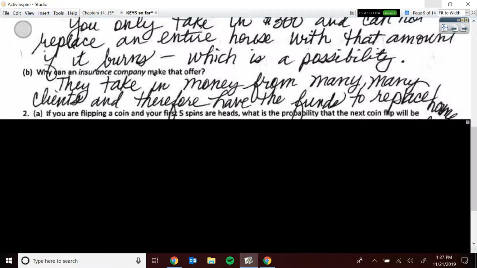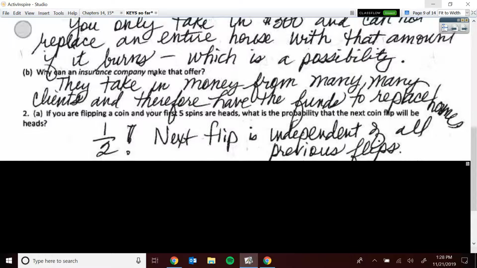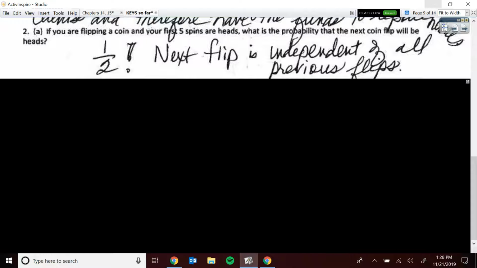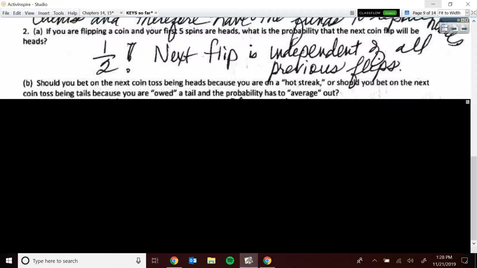All right, how about this? If you're flipping a coin and your first 5 flips are heads, so you're rocking and rolling, what's the probability that the next coin flip is going to be heads? It's still 1/2, because it's independent of what happened previously. However, if you're in a hot streak, should you bet on the next coin being heads, or should you bet on the next coin being tails because you're owed tails and it's going to level out?